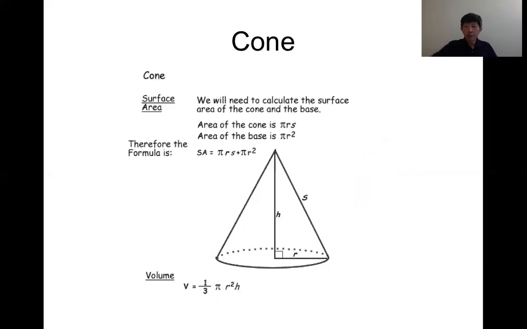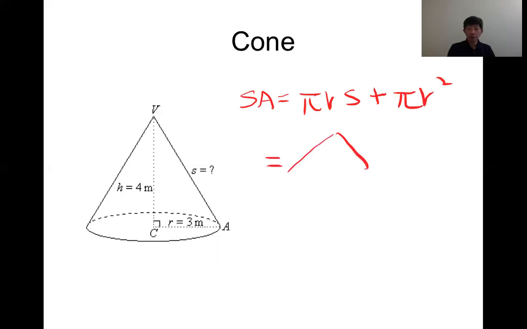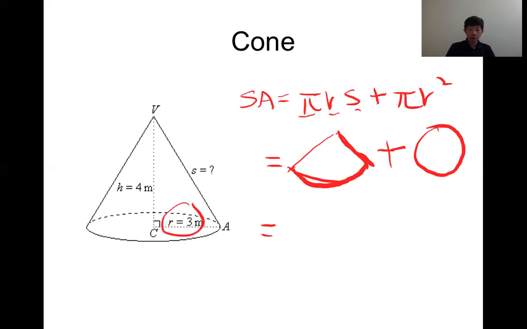Now take a look at this problem. How do we find the surface area? Surface area is pi rs plus pi r squared. Pi rs is the shape like this, and pi r squared is a circle. Do we have r? Yes, r is 3. Do we have s? We have to find it out. This is 3, this is 4.